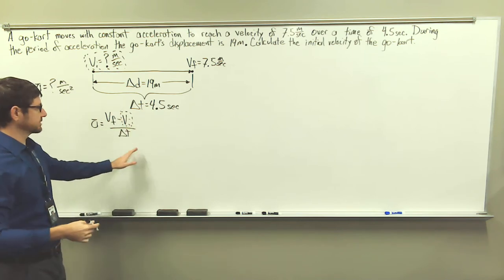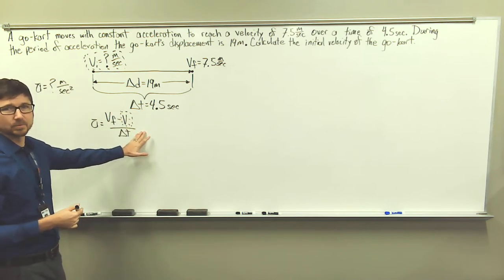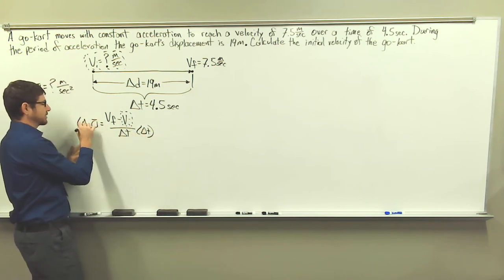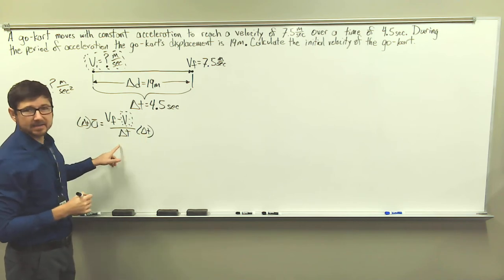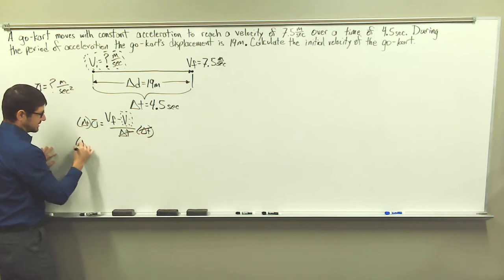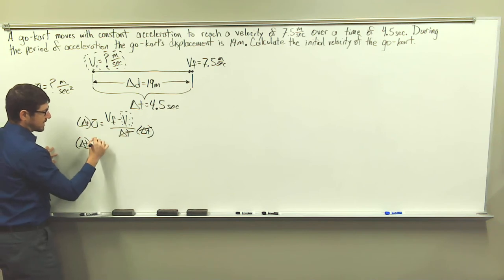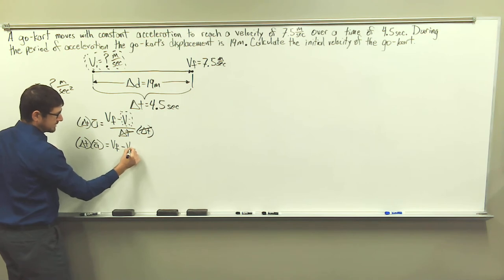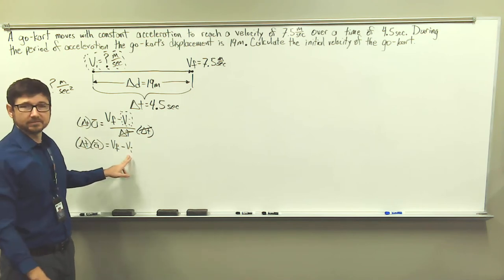My first step here is to multiply both sides of the equal sign by delta t. When we do that, on the right-hand side of the equal sign, our time interval cancels, so this gives me time interval multiplied by our acceleration equals final velocity minus our initial velocity.